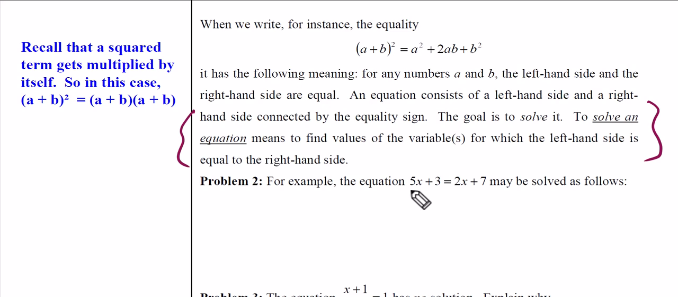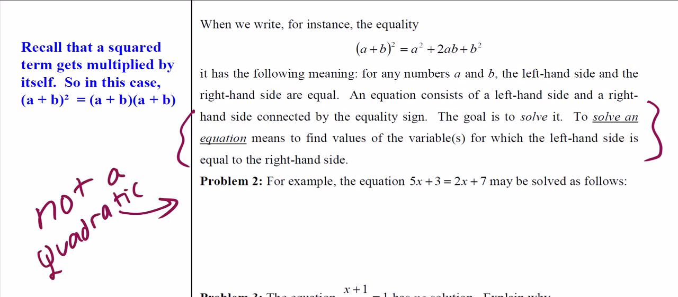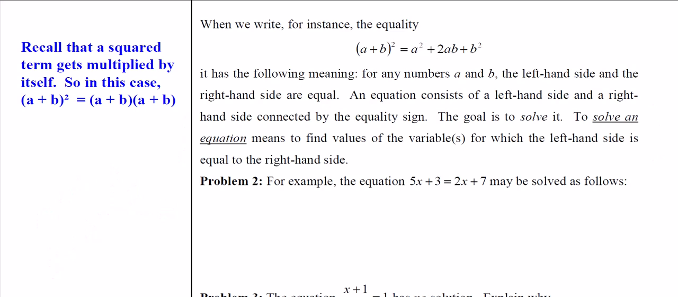Now, this is not a quadratic. How do we know it's not a quadratic? It doesn't have a power of 2. See how these had little powers of 2's? Those were quadratics. But to solve this pre-algebra problem, we want to move everything to the same side. So I'm going to move this 2x over here. And then we move this 3 over to the other side.